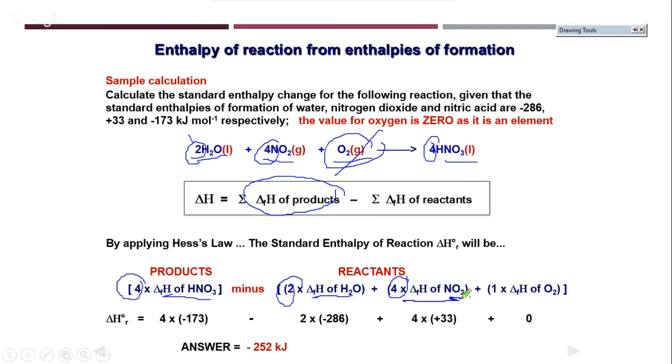Okay, so 4 into delta HF of NO2. And then 1 of O2, this is basically 0, so I don't need to really bother about it. Now, please note when I'm substituting the values of delta HF, I'm substituting it with the sign. Please note for NO2, it is positive, that is what they have given to us.